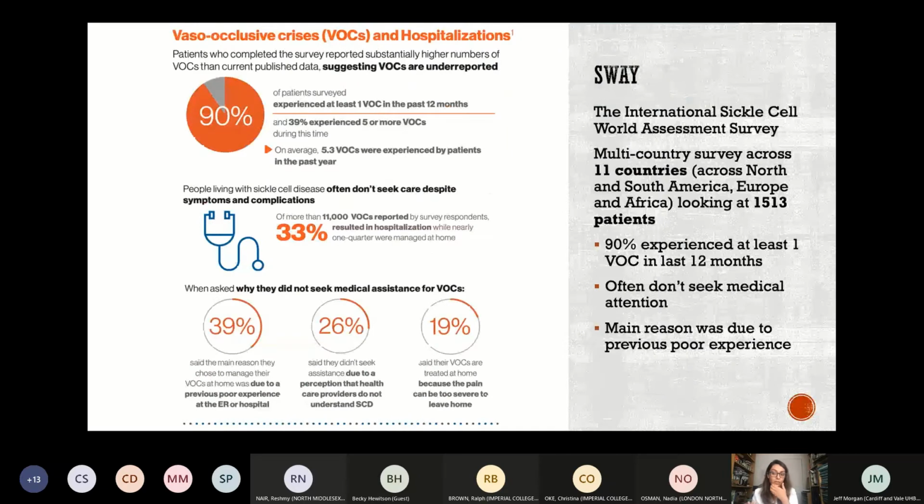So in this scenario, we're looking at an acute pain crisis, secondary to a vaso-occlusive crisis. I want to just draw your attention to this infographic here. This is from the International Sickle Cell World Assessment Survey. It was published in 2019. And this survey is a multi-country survey. It was run across 11 countries, so that included North and South America, Europe, and Africa. And they looked at a good number of patients, about 1,500 patients.